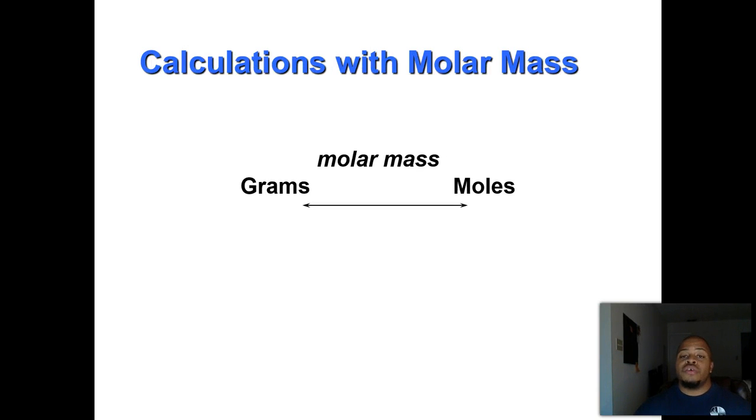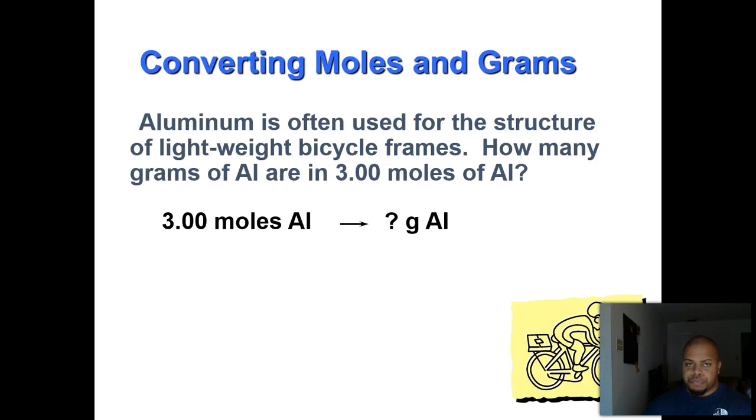Now, when I want to do my conversions between grams and moles, the biggest thing that is going to be my bridge between the two is going to be my molar mass. Because I know how many grams are in each mole, I can then use that to convert between the two. So, use an example of what we have here. Aluminum is often used as a structure in lightweight bicycle frames. How many grams of aluminum are in 3 moles of aluminum?